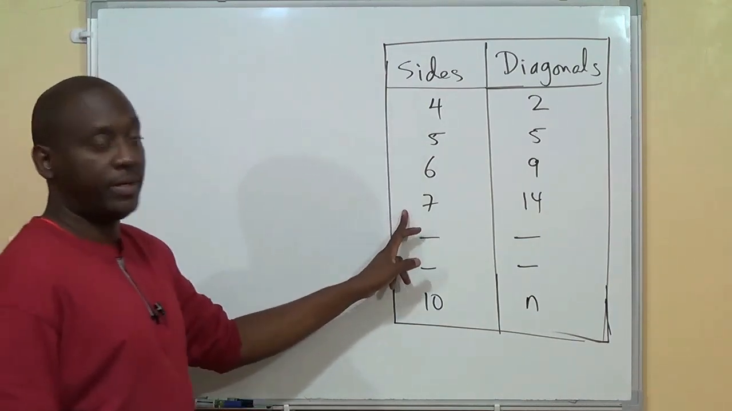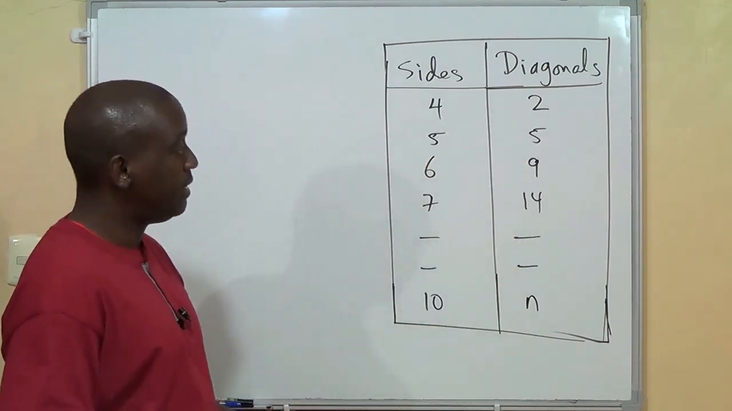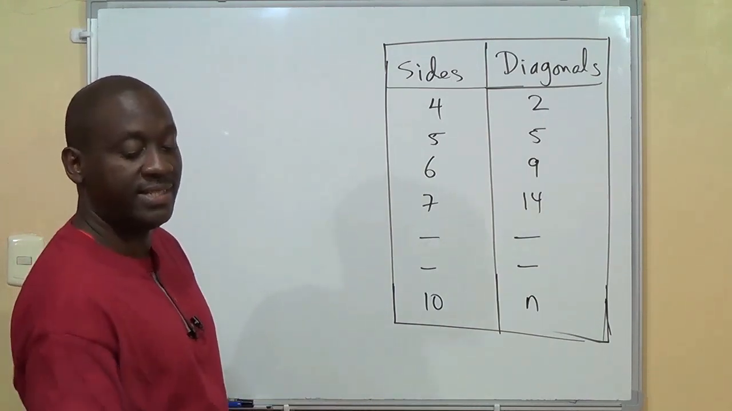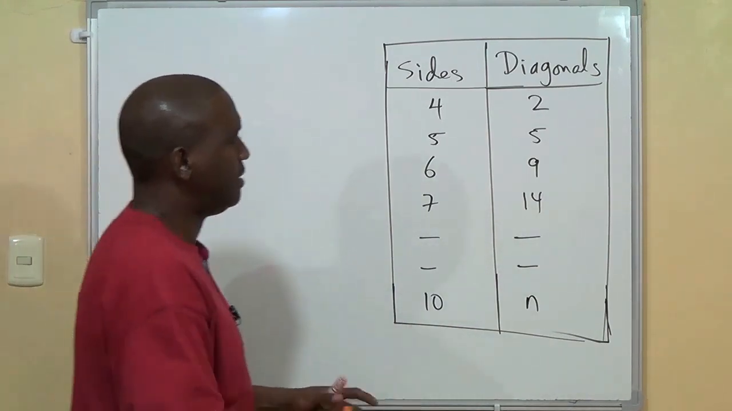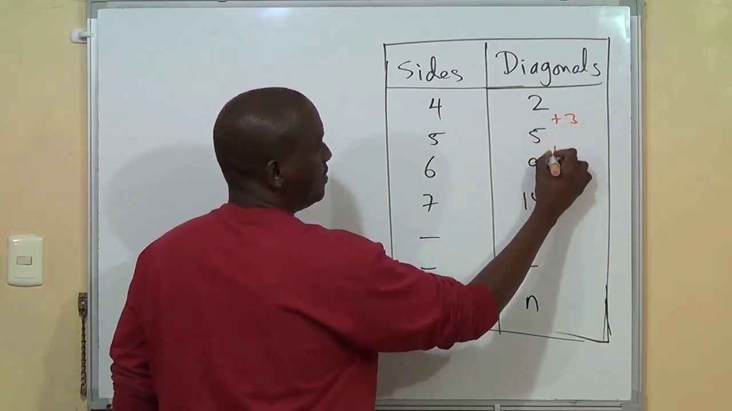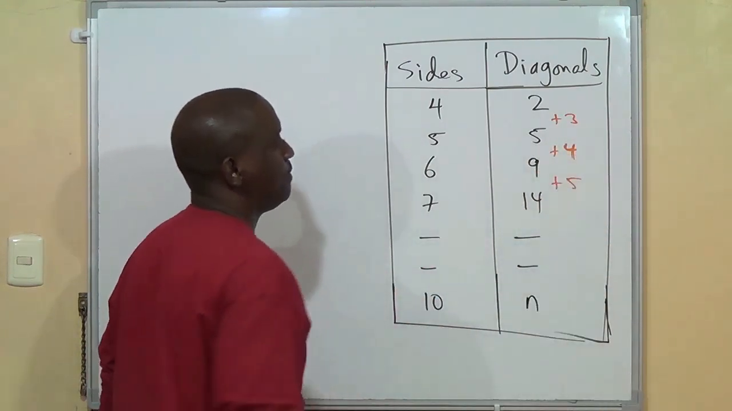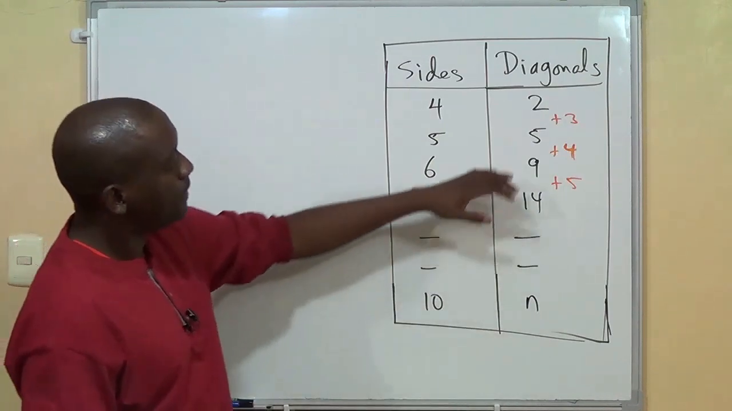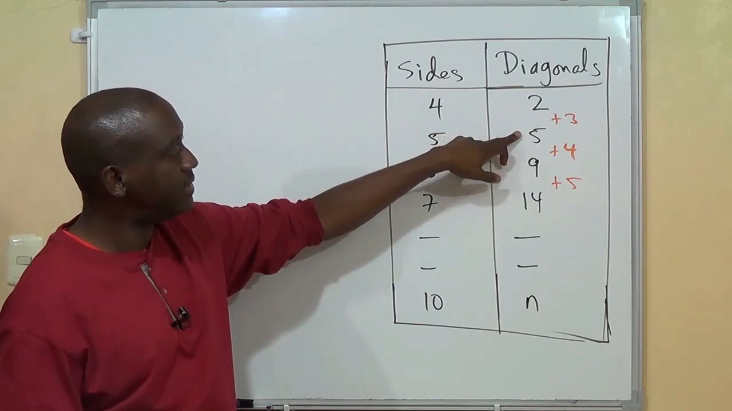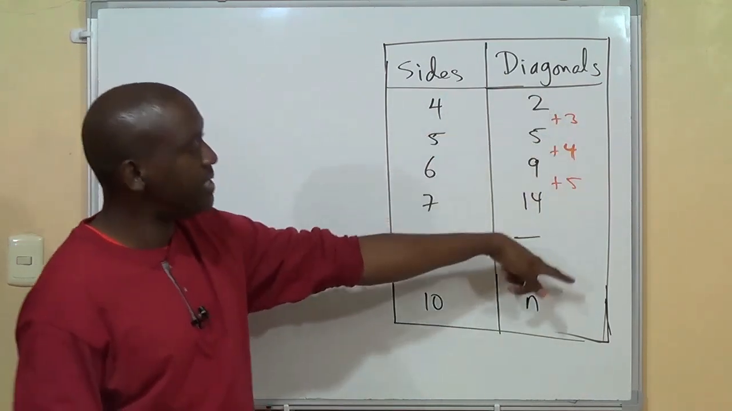So the sides are increasing by 1, but then when you go here now, what's the pattern we're noticing? This is an example of what we'd probably call a sequence, some kind of pattern. So 2 plus 3 is 5. 5 plus 4 is 9. 9 plus 5 is 14. So in other words, the amount that you have to add to move from one to the next in this column on the right side is increasing by 1 as we go along.